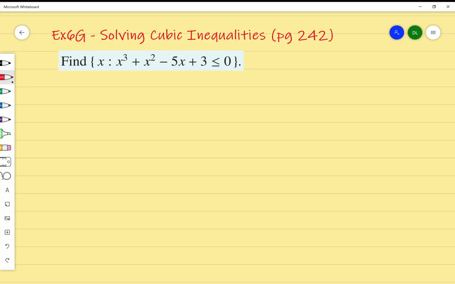So over here, I've got: find x where x cubed plus x squared minus 5x plus 3 is less than or equal to 0. What I'm actually going to do is treat it as if it is just an equal sign for now. So from there, I just have to graph it. So what's the first step I have to do towards graphing this polynomial?